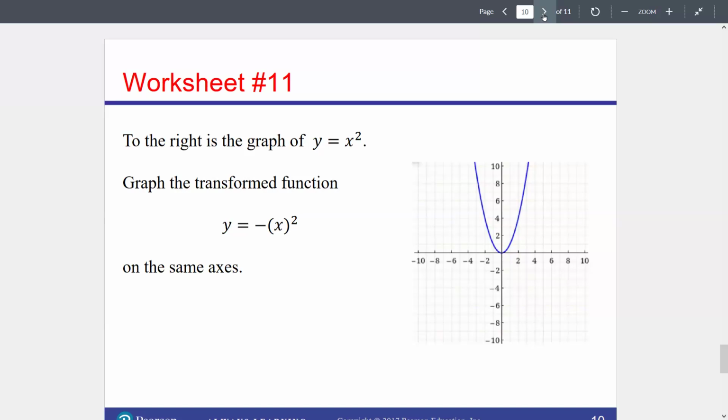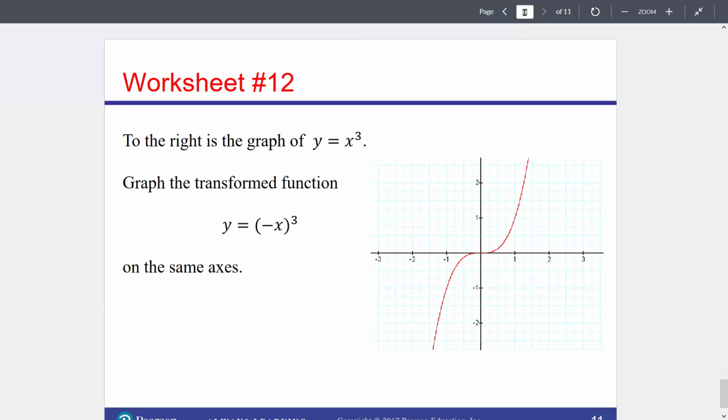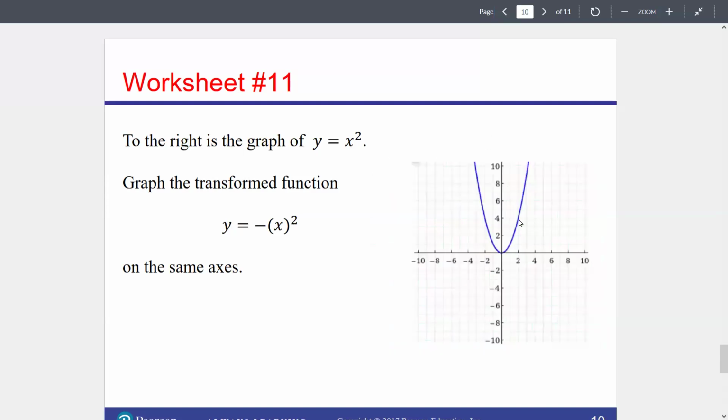So here we just have 11 and 12, which are just going to be some reflections. To the right is the graph of y equals x squared. So you're going to do this transformation, and then this one here, which we had already done, but like I said, do it by hand. Pick your points, look at the reflection, and show where a couple of points are going to reflect to. Then do the graphing.